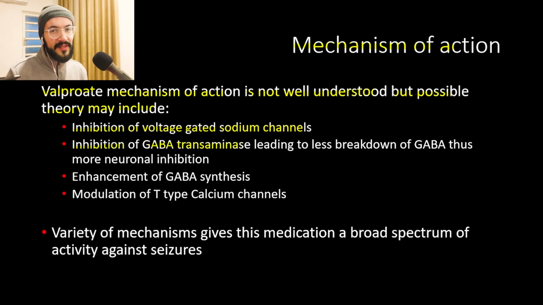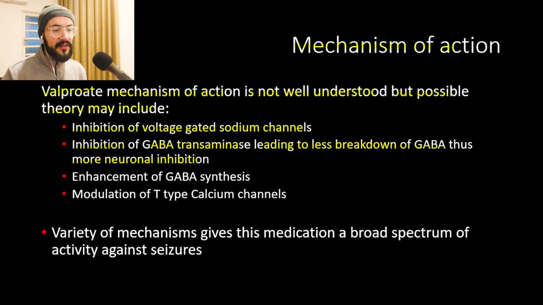Now, GABA transaminase is an enzyme that has the function of breaking down GABA. So when we inhibit the GABA transaminase, we are actually stopping the breakdown of GABA, so we have more GABA to work with in the brain. So inhibition of GABA transaminase leads to less breakdown of GABA, thus more neuronal inhibition. Because remember, GABA is a neurotransmitter that is involved in inhibition of the neurons. So more GABA means more neuronal inhibition.